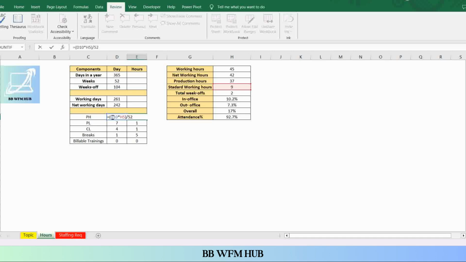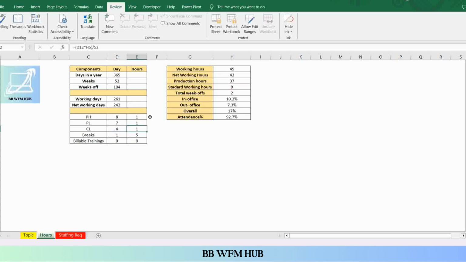And if I multiply the total leaves, that is 8, with 9, what am I getting? We are getting 72. 72 is what? 72 hours of public holidays in a year. But we are doing this in a week, so we are dividing this by 52 to get the hours in a week. So we are getting 1 hour of public holiday in a week. And the same goes with the calculation of planned leaves and casual leaves.